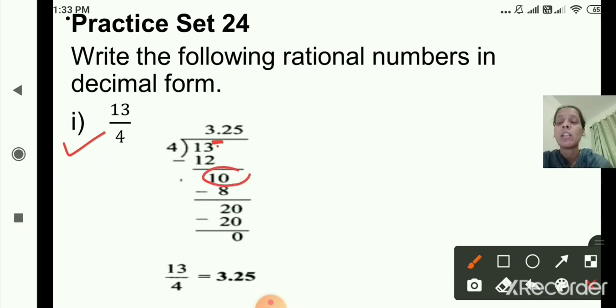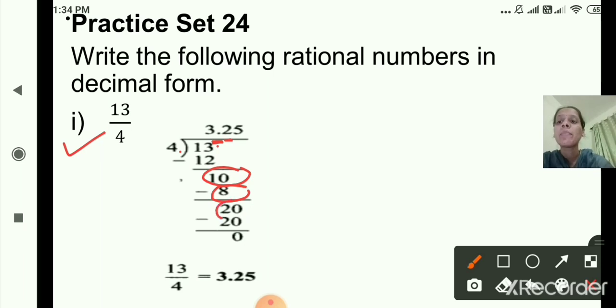So that now it becomes 10. Now we can divide this 10 by 4. Yes, 4 1s are 4, 4 2s are 8, right? So here after the decimal point I have written 2. 4 2s are 8. So below 10 here it is 8. Now 10 minus 8 is, yes, 2.